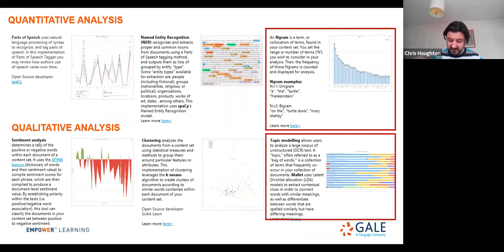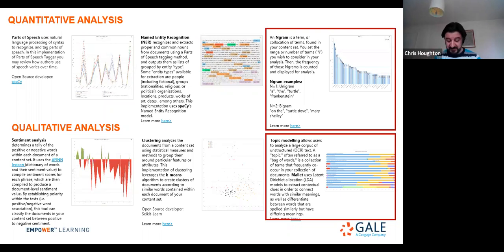For qualitative, it's not simply about counting terms or entities, but requires a subjective interpretation of the output to gain insights. So topic modeling here is a good example of a qualitative analysis, because it requires you, the user, to do some subjective critical thinking to understand the outputs of this tool, and I'm going to show you that.